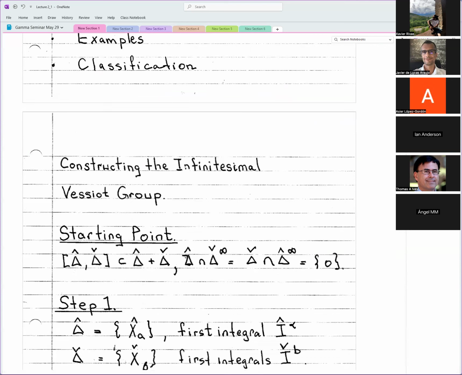Okay, so this is our main goal. This is the main goal for today, to talk about this. Okay, so let me recall our starting point. Our starting point is we have 2 distributions, V hat and V check.